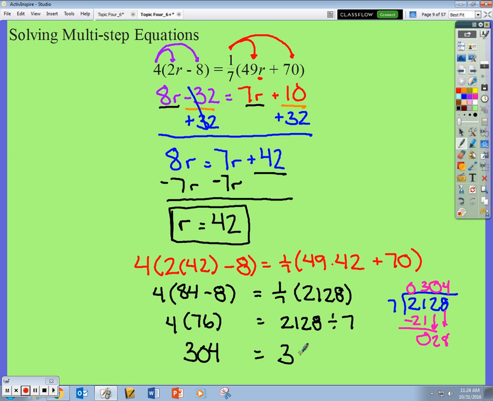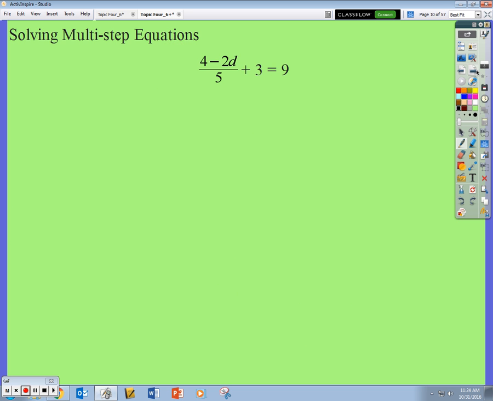So now I am positive that my answer of r equals 42 does work, because when I substitute the 42 back in, both sides of the equation equal 304. That's why it's great to do equations, because you can always substitute your values back in, whatever you find the variable equals, and check to make sure you're right. Let's take a look at another one real quick.